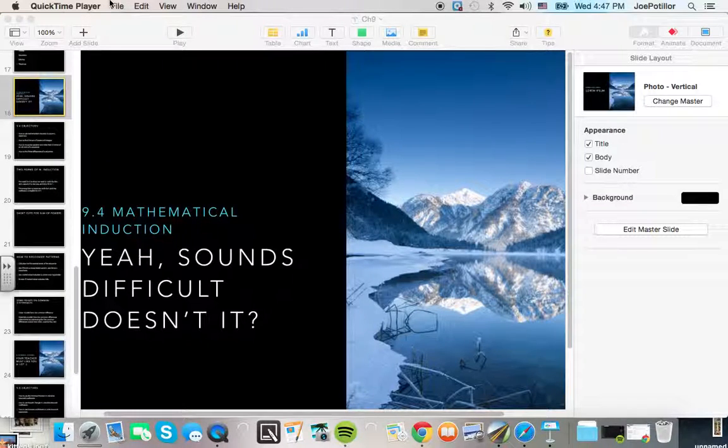Continue today to talk about mathematical induction, not to be confused with the physics concept of self-induction, where we talk about potential differences and fluxes. This is mathematical induction, which is a method of proof.